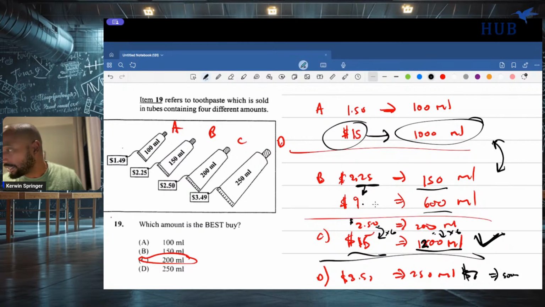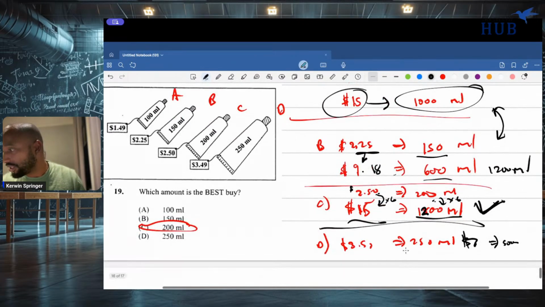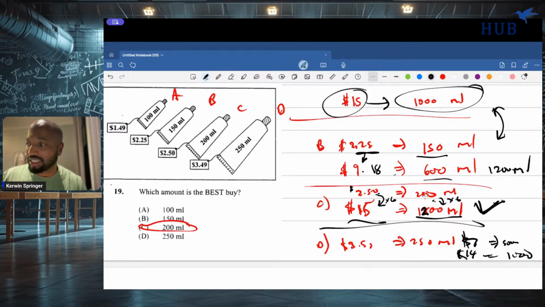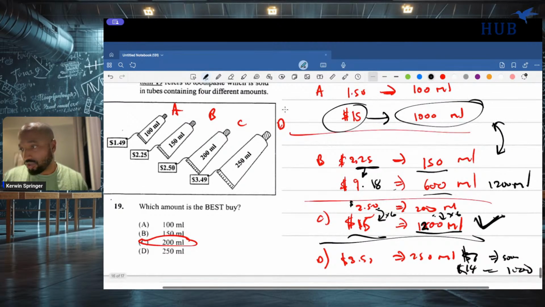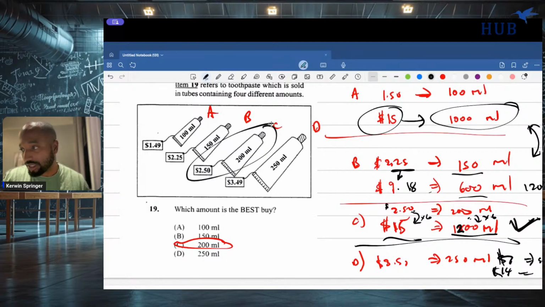600. 18 is 1,200. It's still better. So 18 is 1,200. 350. 7. 14 is 1,000. Yeah, so I made a mistake in the multiplication. I said 200 times 6 is 1,800. Should be 1,200. But it still turned out to be better than all the others. So C is the answer for this. No, it smells like the correct answer as well.